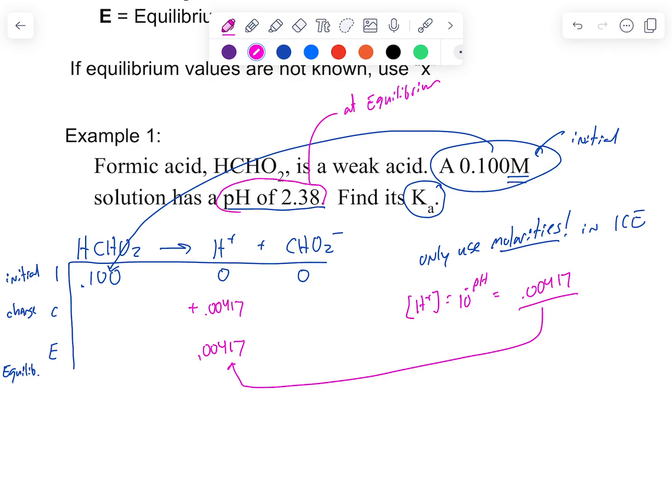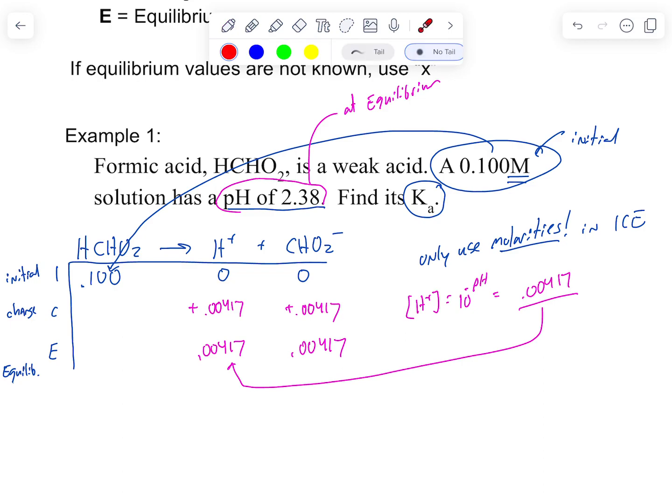Now, for the other product, there's a 1-to-1 ratio, and they both started at 0. So for every one of these that increases, one of these will increase. That's actually going to be the same number. So these are equilibrium concentrations for those two products.